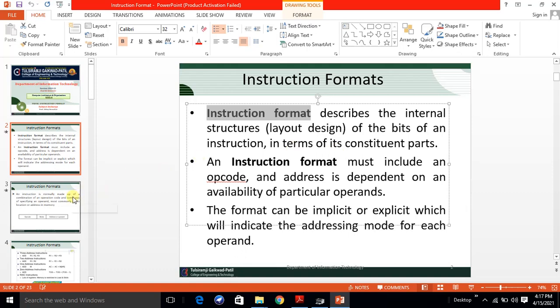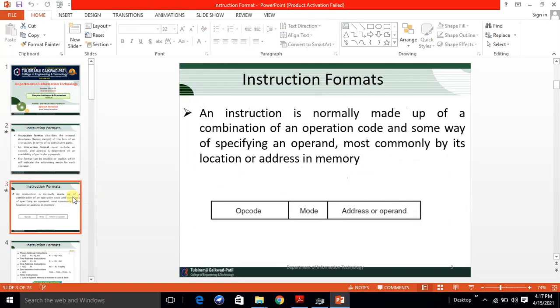Now we see the instruction format. We can observe here that the instruction format has the opcode, mode and address. Consider one example, add R1, R2. It is an instruction where we have two registers as operands, and the opcode indicates add. Add is the opcode, followed by the mode and address bits.